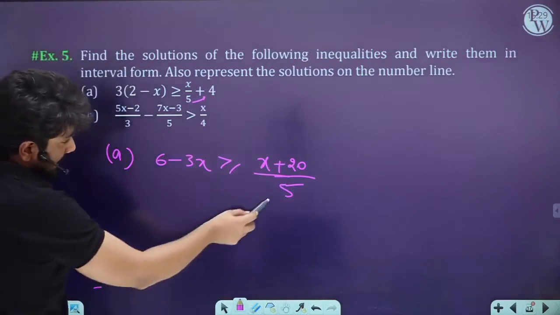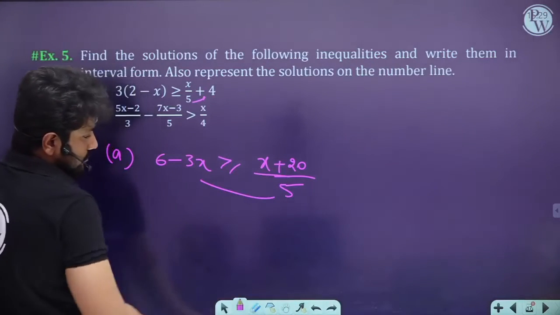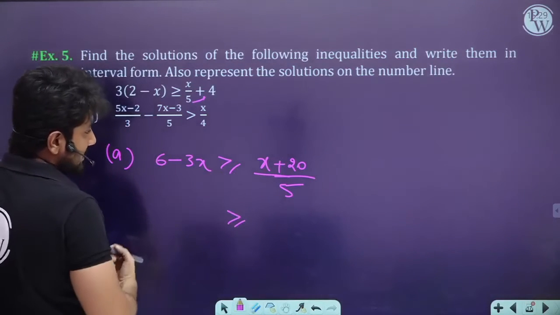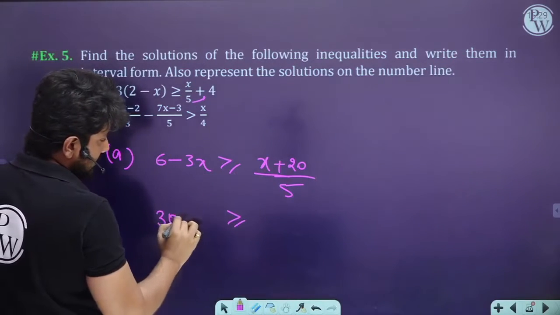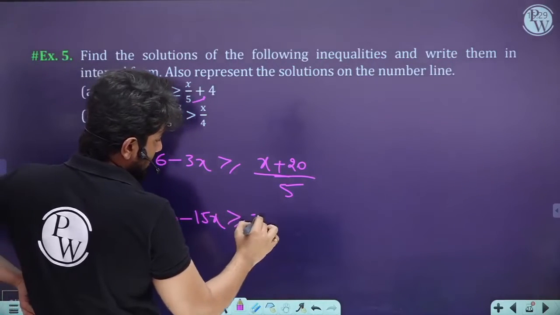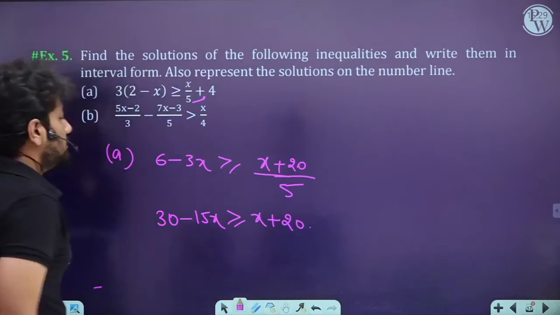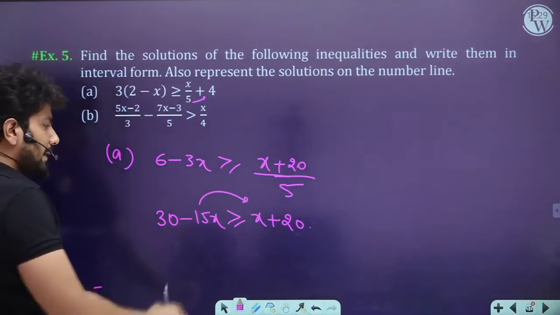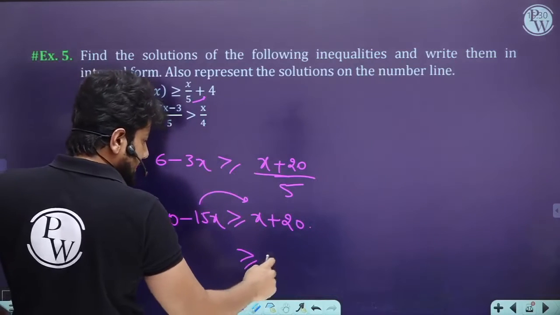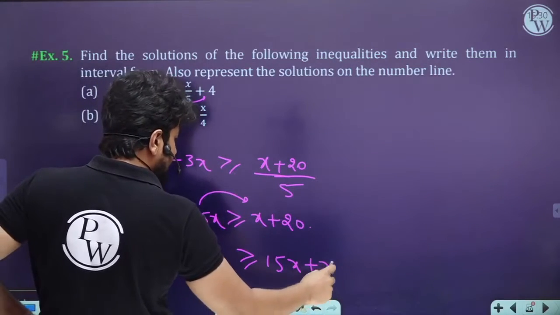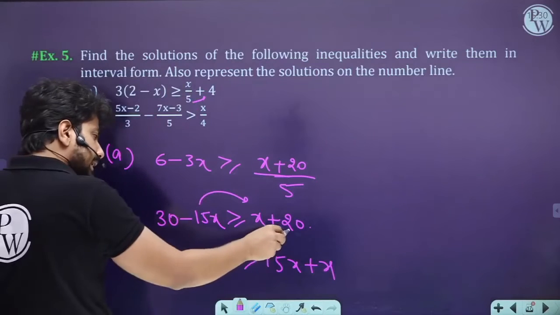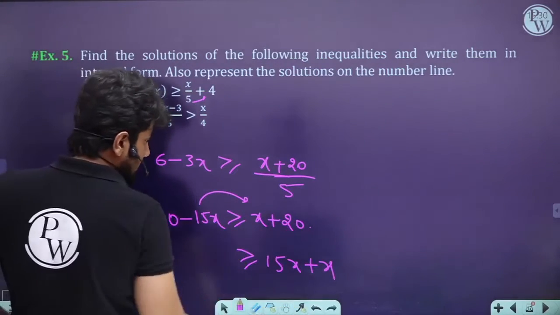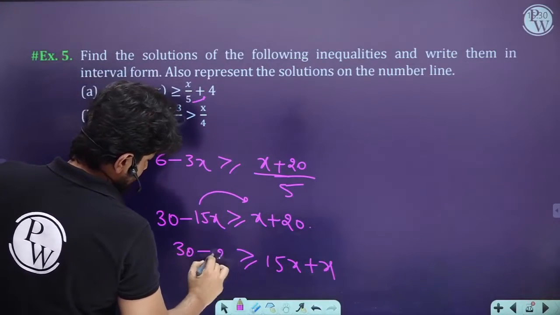Now I am multiplying this 5 to the left-hand side. So there will be no change in the inequality. The inequality is still the same. 5 gets multiplied to the left, it becomes 5 sixes are 30 minus 15x greater than or equal to x plus 20. Now, send this minus 15x to the right. So, minus 15x will become plus 15x, right? And there is already one x on the right-hand side. And I am bringing this 20 to the left. So, plus 20 will become minus 20 when it comes to the left. So, it will become 30 minus 20.